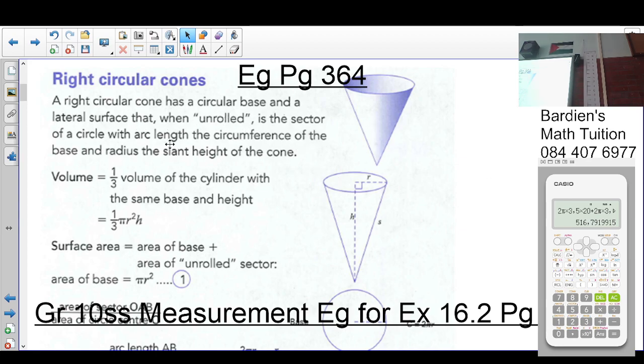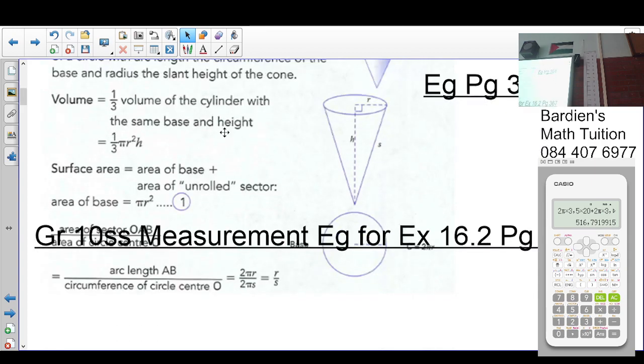Here we are told to unroll the sector of a circle with an arc length, the circumference of the base, and the radius, the slanted height. Okay, so let's read again. A right circular cone has a circular base and a lateral surface. When unrolled, it is the sector of the circle with an arc length, the circumference of the base, and the radius, the slanted height of the cone.